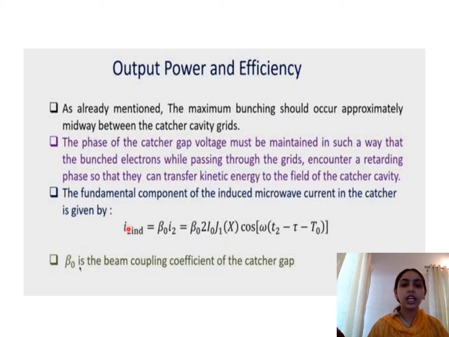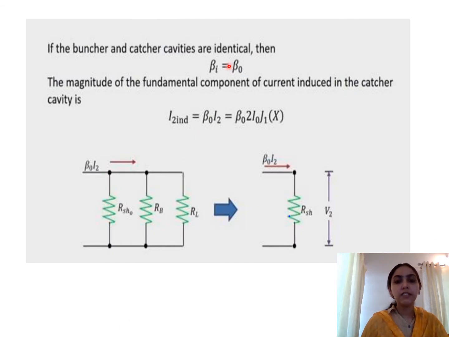Now when we are considering I2 induced, we also consider beta naught. So it is beta naught of I2, where beta naught is the beam coupling coefficient of the catcher gap. Beta I is the beam coupling coefficient of the bunger gap. Now if these two cavities are identical, we can write beta I is equal to beta naught.